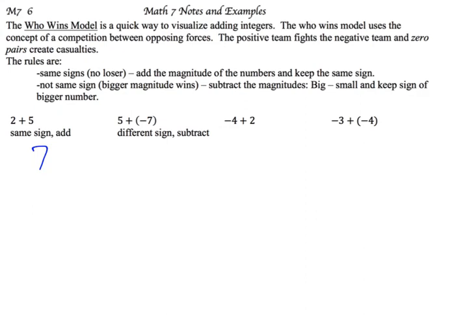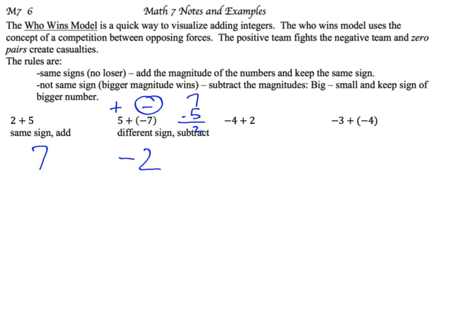Next example, 5 plus negative 7. They are different signs. 5 is positive, 7 is negative. The bigger number wins, so the winner is the negative. You need to take the two numbers and subtract, so 7 minus 5 is 2, giving me an answer of negative 2. The negatives win, and they win by 2.